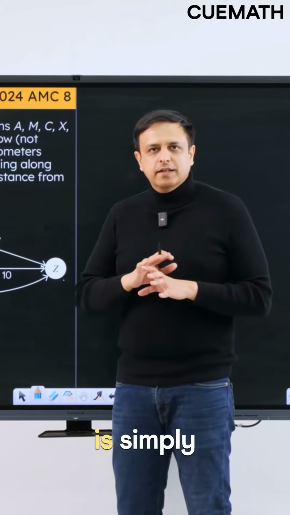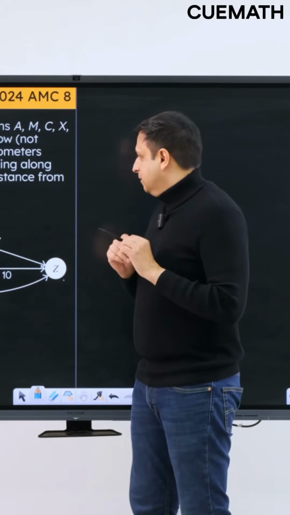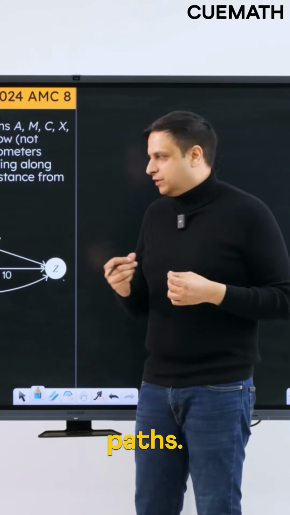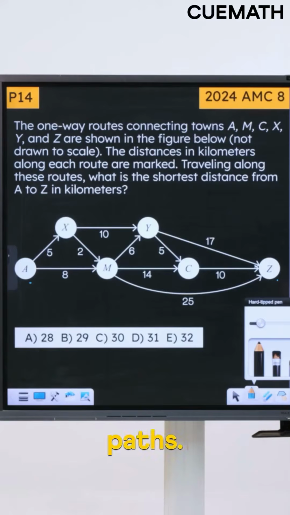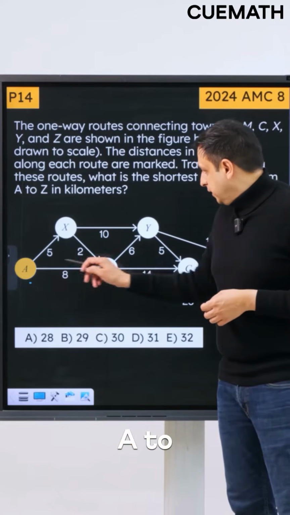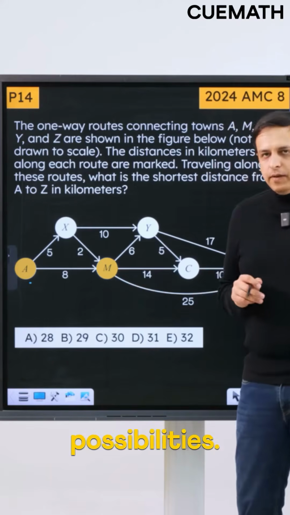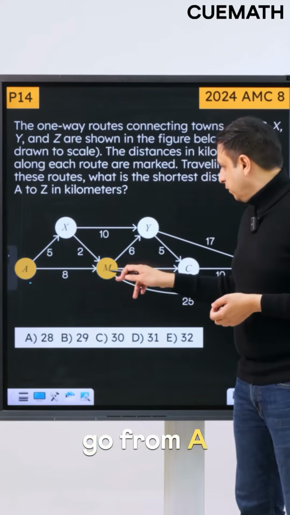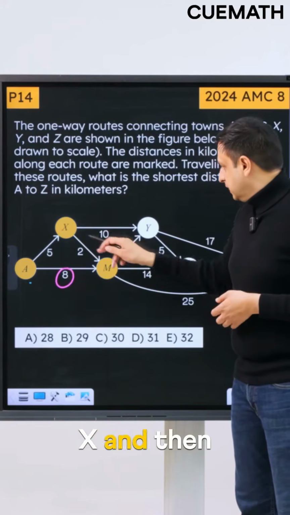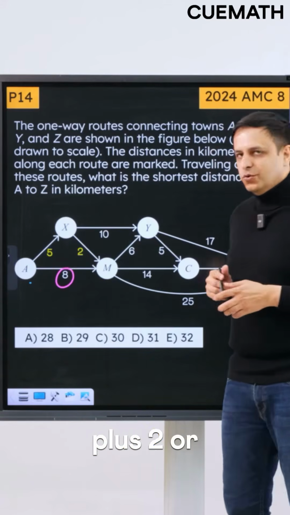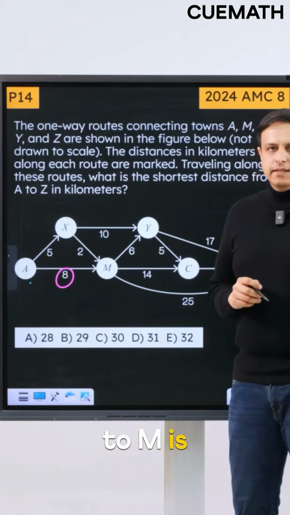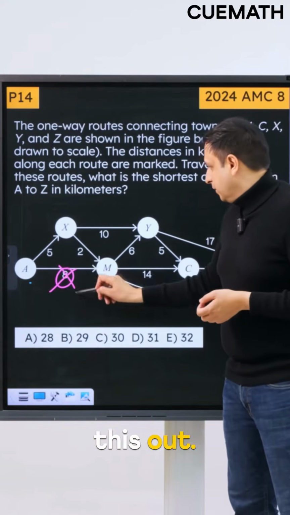What we do is simply ignore or cross out the inefficient paths. So let's see what that means. For example, to go from A to M, there are two possibilities. You could directly go from A to M, which is 8, or you could go from A to X and then to M, which would be 5 plus 2 or 7 kilometers. So this direct path from A to M is inefficient, so we cross this out.